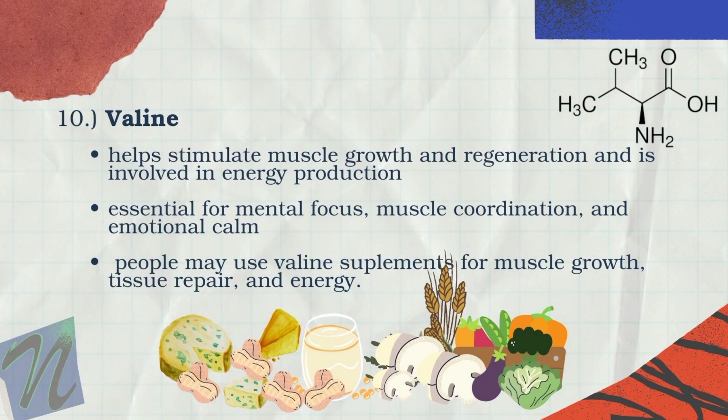The last essential amino acid that we have is valine, which helps stimulate muscle growth and regeneration and is involved in energy production. Valine is essential for mental focus, muscle coordination, and emotional calm. People may use valine supplements for muscle growth, tissue repair, and energy. Valine is in soy, cheese, peanuts, mushrooms, whole grains, and vegetables.